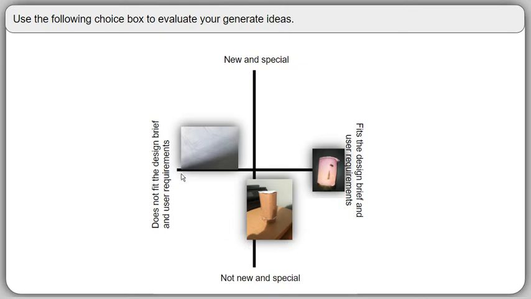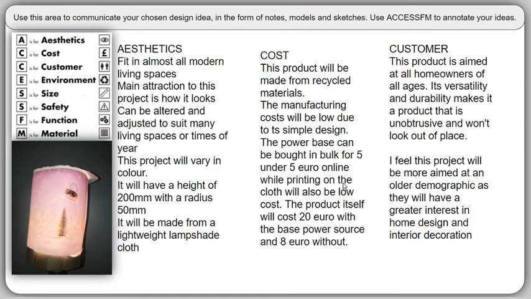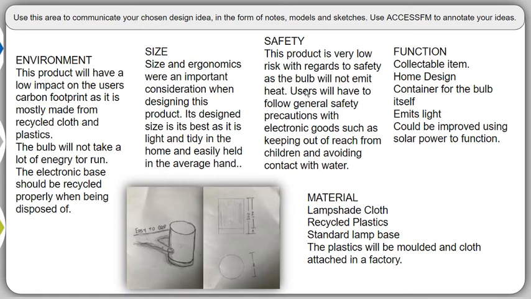So these are my three ideas, fitted on the scale of new and special and how they fit the brief, just comparing the three of them. Then I put it into Ask FM, and just went through each aspect of it: the aesthetics, the cost, the customer, environment, size, safety, function, material.